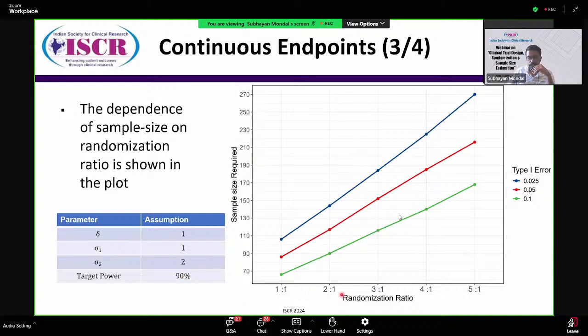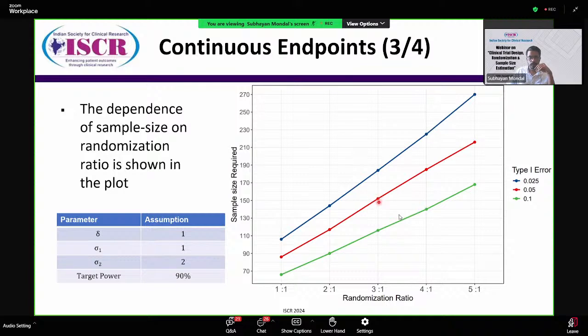So how to read the plot here is on the x-axis we have the randomization ratios, and for each of these randomization ratios and assuming all these parameters, we are saying how much sample size is required for the whole study to get 90% power. So just for the illustration, here are three colors as well, with alpha 0.025, which is 2.5%, 0.05, which is 5%, and 10%. In the actual design, it was 5%. But for the illustration, I will explain one point.